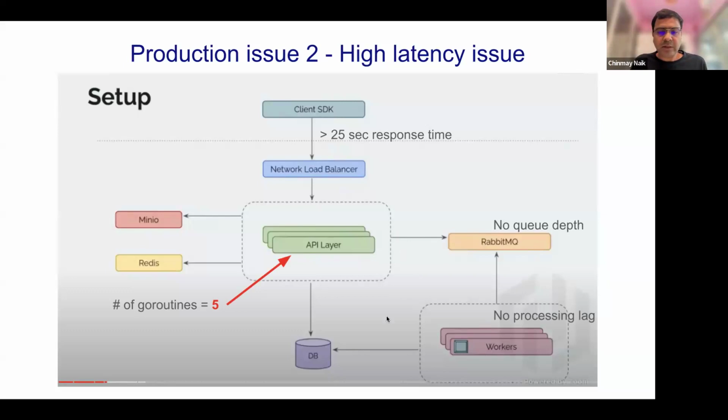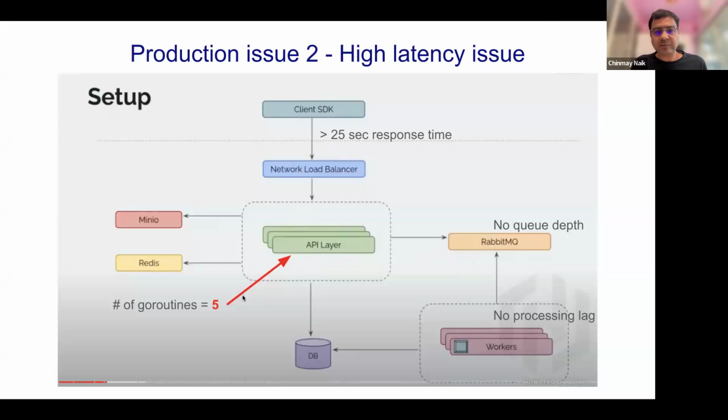Turns out that in the API layer, the way the interaction worked was the API would send a message to RabbitMQ. Workers would read the message from RabbitMQ, process it, and return the response to another queue, which again has a separate set of goroutines that read from RabbitMQ, update the database, and return results to the user. Okay? So the number of goroutines doing this was just 5.